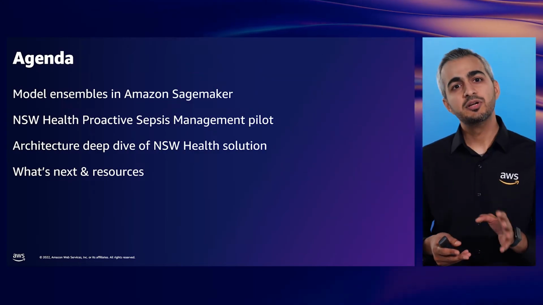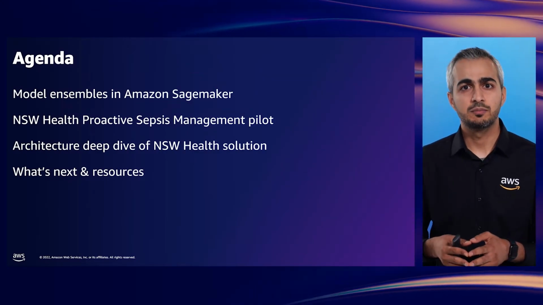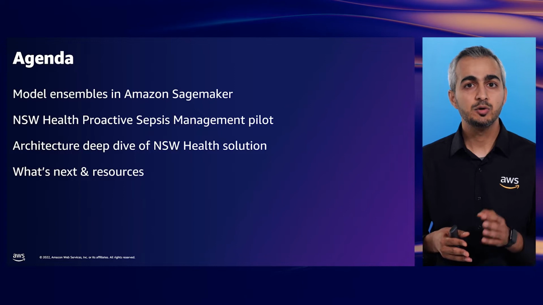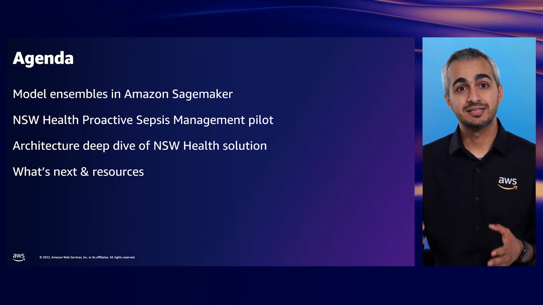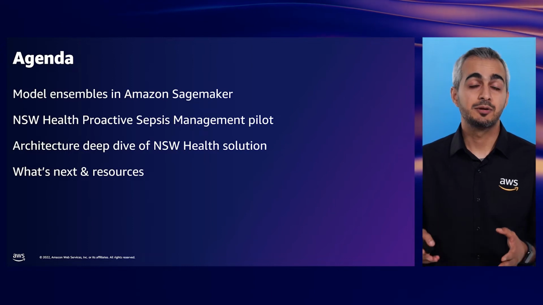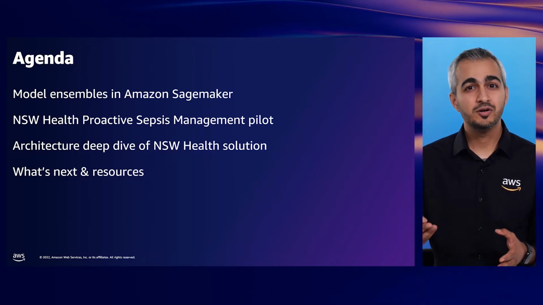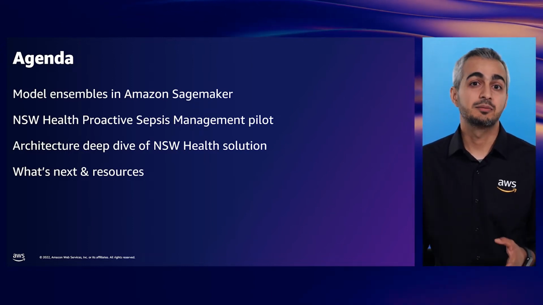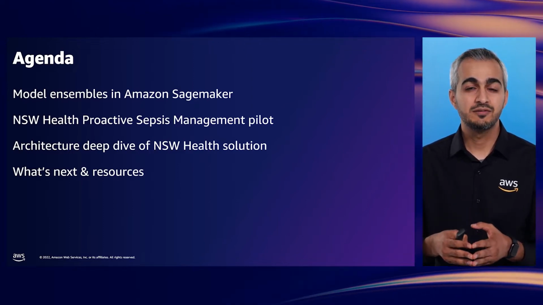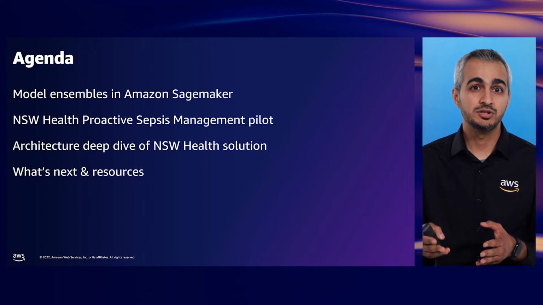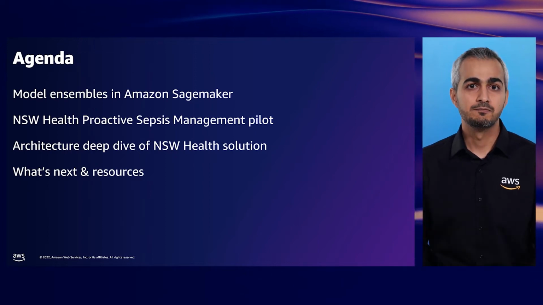We'll start off with a brief overview of the process of ensembling machine learning models and how you would go about doing it with Amazon SageMaker. We will then go into the sepsis management use case being implemented by New South Wales Health, which will be followed by a deep dive into the architecture and implementation. We'll close off with a view of what's next for this project and resources to help you get started with your journey with Amazon SageMaker.